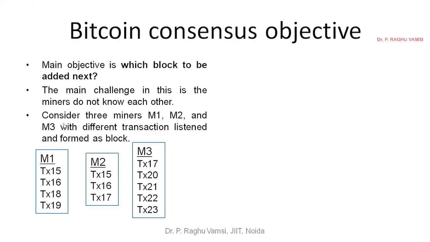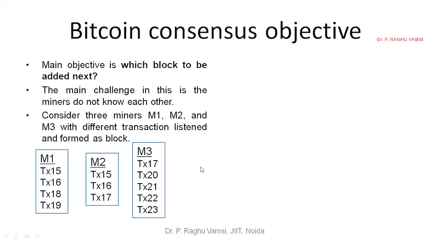Consider 3 miners, M1, M2 and M3, with different transactions listened to and formed into a block. Maybe because of delay, or latency, or any other problem, all miners may not listen to the same transactions. M1 has transactions TX 15, 16, 18, 19. M2 has 15, 16, 17. So you look, M1 has not listened to 17, but M2 listened to 17. M3 listened to 17, but he didn't listen to 15, 16, 18 and 19. He listened to 20, 21, 22, 23, like that. So different blocks will be coming into the picture.